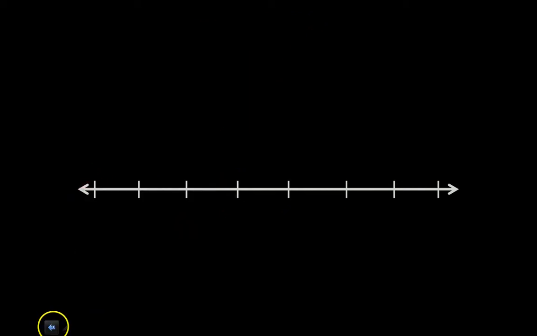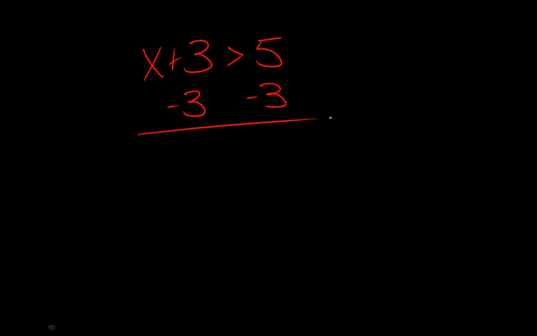Alright, a couple more problems here. Let's try a single step. X plus 3 is greater than 5. I'm going to subtract 3 on both sides. That gives me x, and that gives me 2. And I'm going to leave my symbol the same because I am not multiplying or dividing by a negative number. That means I'm going to leave my symbol the same.